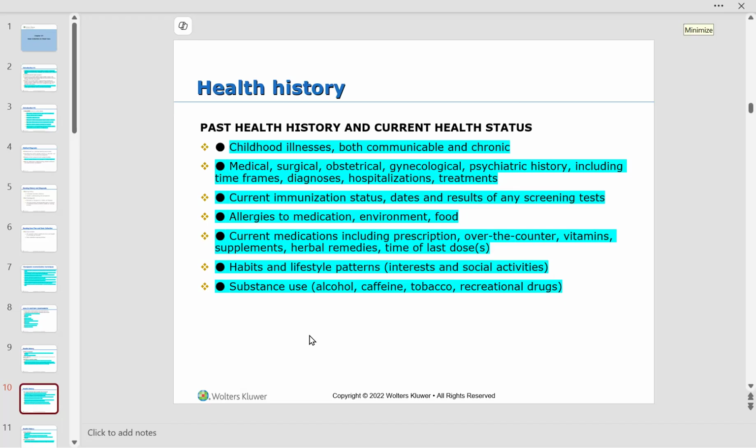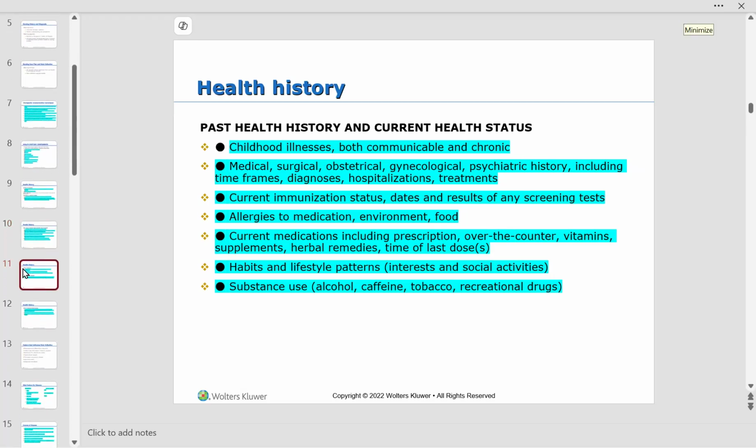You want to know every med they put in their mouth, over the counters. If they don't tell you, I say to people, do you ever take Tylenol or Advil or anything like that? Any herbals? You need to know everything, even vitamins. What are their habits and lifestyle patterns? It matters. Their interests, social activities. Are they isolated, or do they have a nice, healthy psychosocial lifestyle? Do they abuse substances: alcohol, caffeine, tobacco, recreational drugs? And yes, you do have to come right out and ask them.